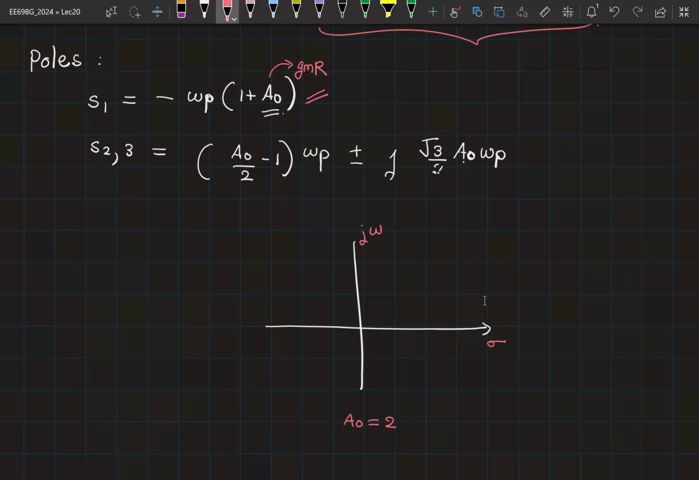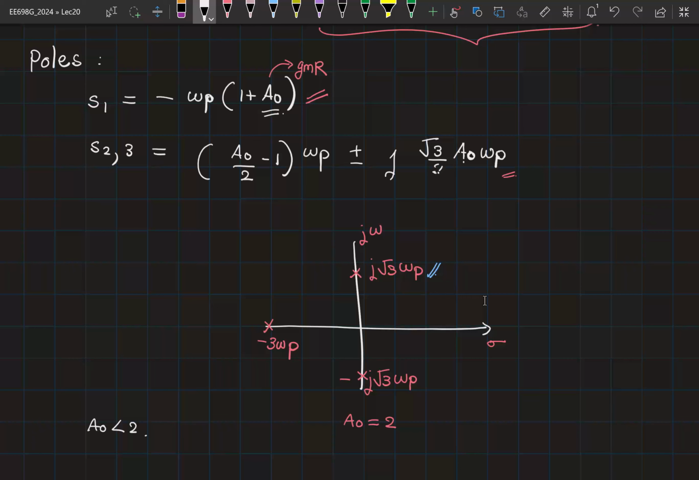Tell me this, where is this? This is at minus 3 omega p. What about these two? So this is at root 3 omega p. Okay. This was your oscillation frequency earlier. Right, you got your oscillation frequency as root 3 by RC, where I have called that 1 by RC as omega p. Right? So all that this is telling you is to have perfect oscillations, you should have your poles on the j omega axis. Is that clear?